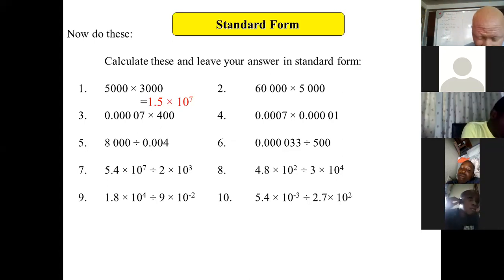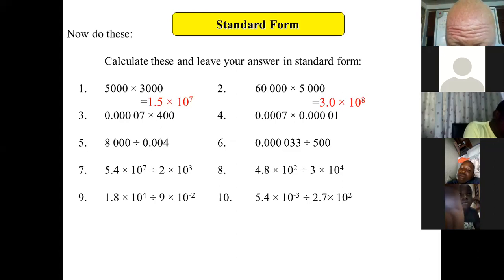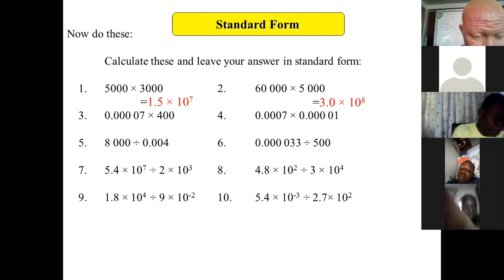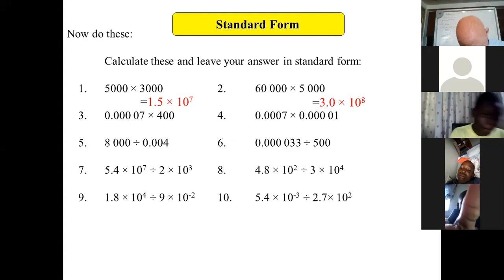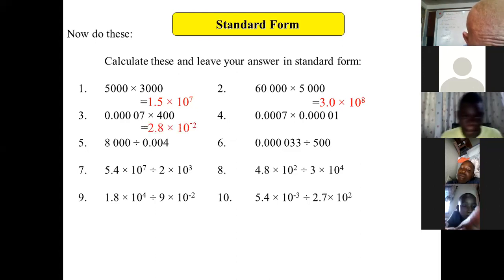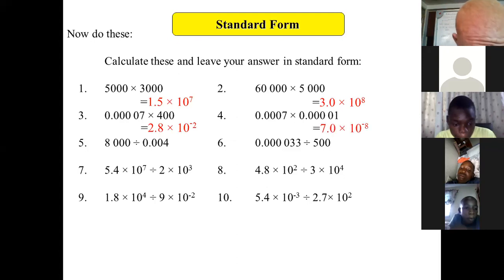All right, so I'm moving to the second one now. My answer will be 3.0 times 10 raised to the power 8. And then number 3: 2.8 times 10 raised to the power minus 2. Number 4, because of time, will be 7.0 times 10 raised to the power minus 8.